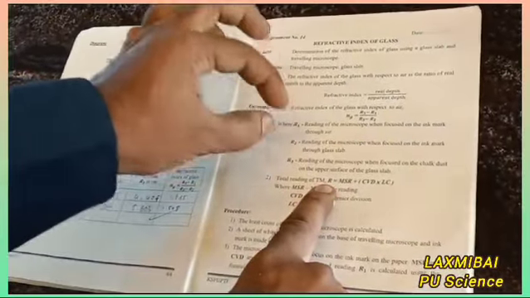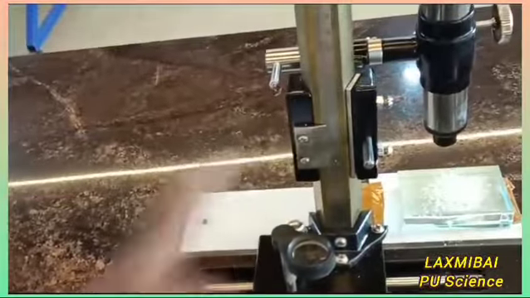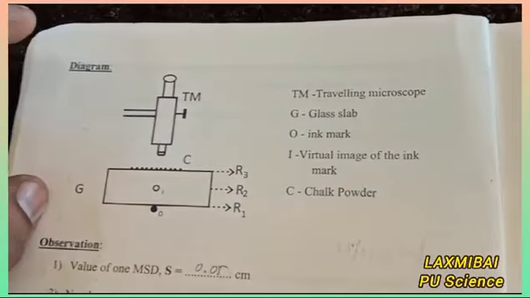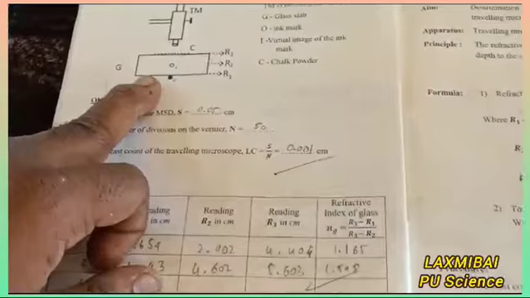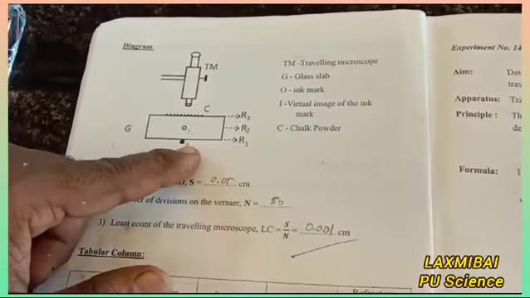For that they have given a second formula. The reading of the traveling microscope is R is equal to MSR plus CVD times LC. This common formula we use for calculating R1, R2 and R3. Here MSR means main scale reading, CVD means coinciding vernier division, and LC means least count of this traveling microscope. This is the ray diagram of the traveling microscope they have given. This is a glass slab, which we have kept at the base stand of the traveling microscope.